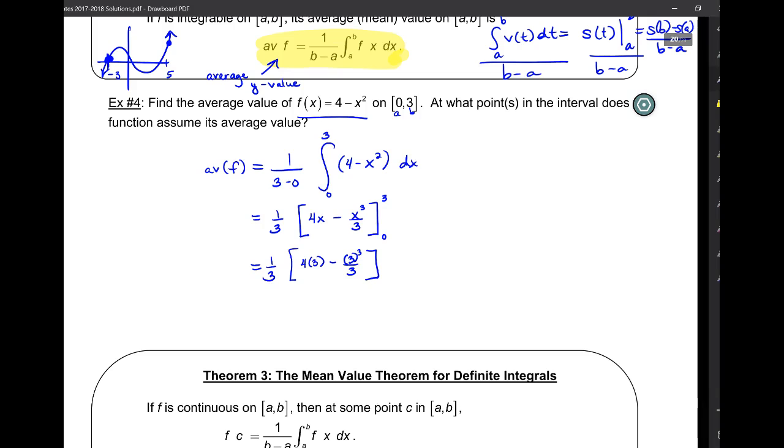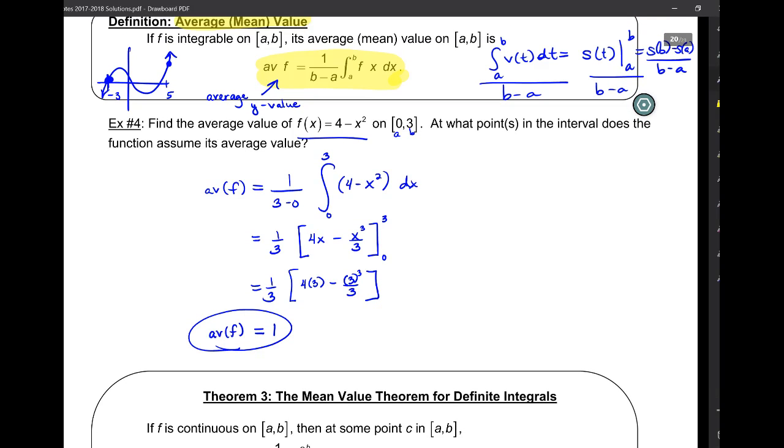Good. So we have 12 minus, well, 27 over 3 is 9. So 12 minus 9 is 3. 1/3 of 3 is 1. So our average value is equal to 1. Now, next thing we want to do is figure out at what point in the interval does it assume that average value.